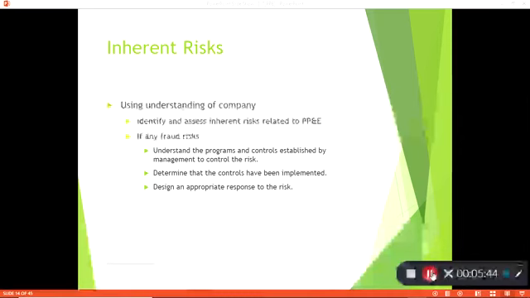And do we think that are appropriate? Although ultimately, we'll get to control risk in a minute, but we're going to think about specifically fraud risk in this upfront area for inherent risk.